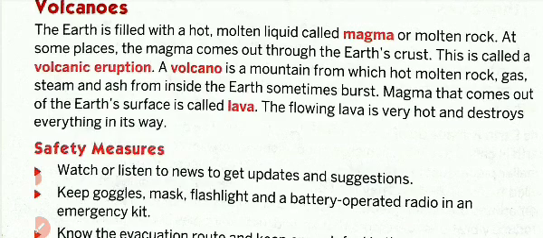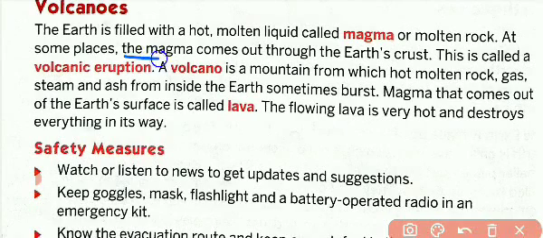At some places the magma comes out through the earth's crust. This is called a volcanic eruption. Now what is a volcanic eruption? When the magma comes out through the earth's crust, this is called the volcanic eruption. So we will underline over here.